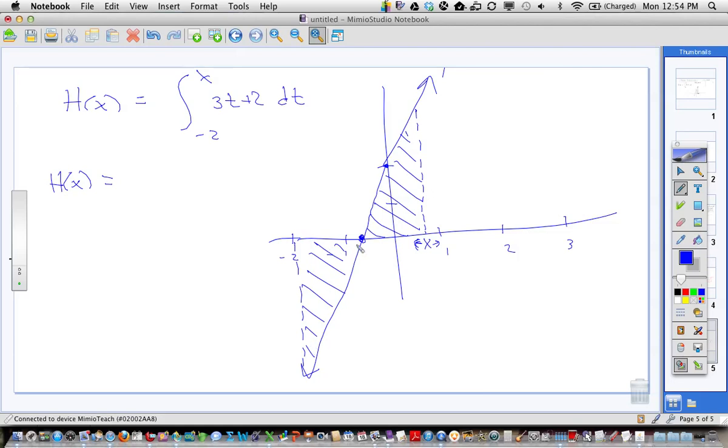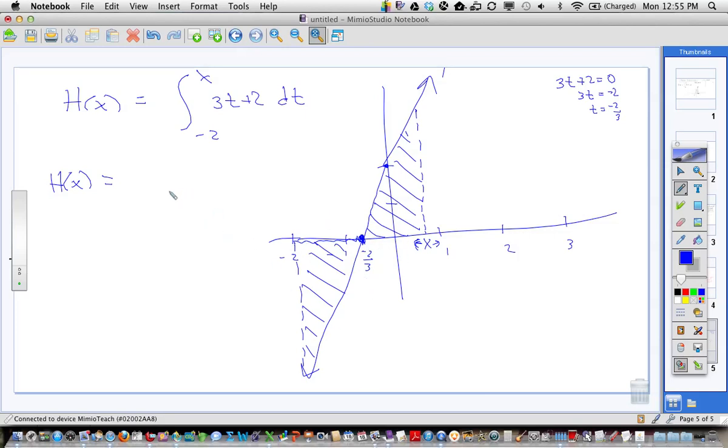So what is this triangle? Well, we need to know where that crosses, because we need to know this base. How would we find where that crosses? Set this equal to 0. So 3t plus 2 equals 0. So t equals -2/3. So this is at -2/3 right here is where that crosses. So we need to know that.